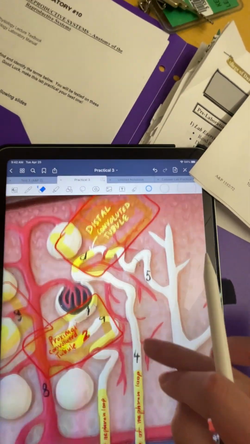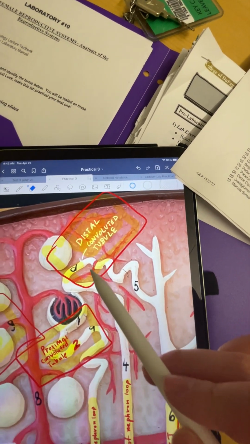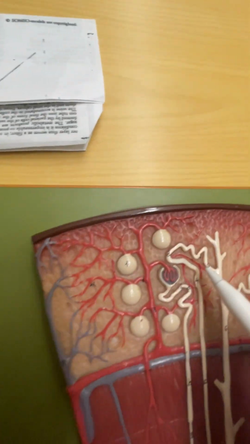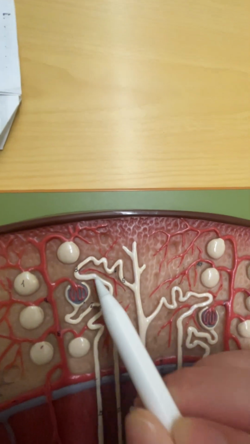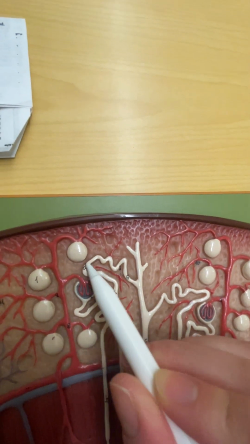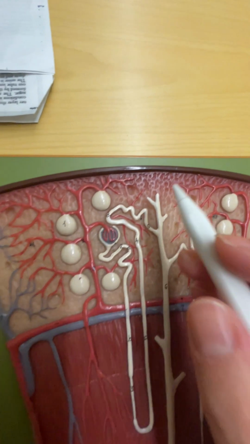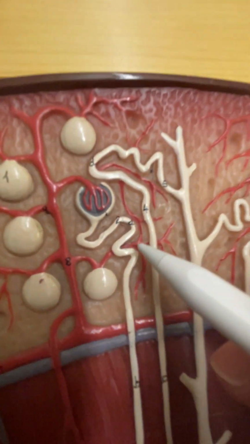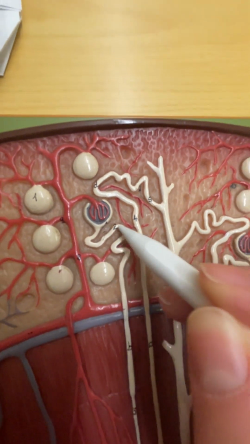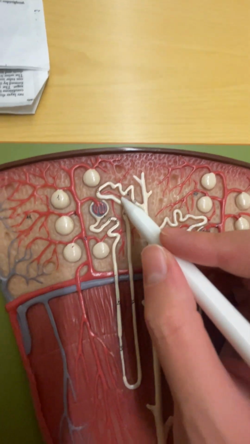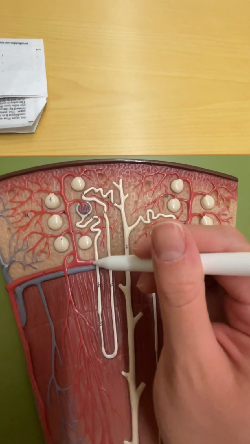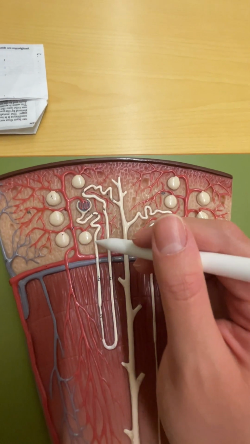The proximal convoluted tubule is below the distal convoluted tubule. So at the top of the nephron is the distal convoluted tubule, and we call that 4D. You can kind of see it. Here's 4D, the distal convoluted tubule. And then below it is the proximal convoluted tubule, which is 2A. The proximal is 2A, distal is 4D. Just remember distal is above proximal, but they're all connecting to the nephron loop, the loop of Henle.